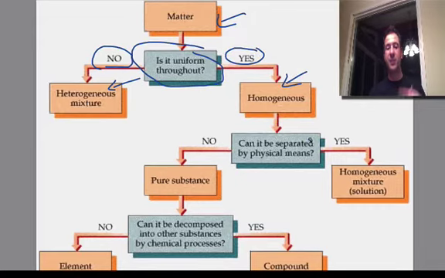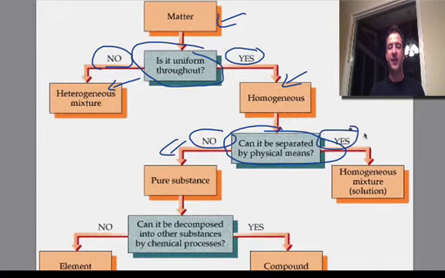Homogeneous means the same, because it's uniformly scattered, kind of like the ball players on the field. They all have the same uniform. Can it be separated by physical means is the next question we need to ask. If the answer is no, then we have a pure substance. If it's yes, then we have what's called a homogeneous mixture or a solution. That's that special mixture, because it can be separated. We can separate salt and water. If I have salt water, all I have to do is evaporate the water out, and what's left is salt residue.